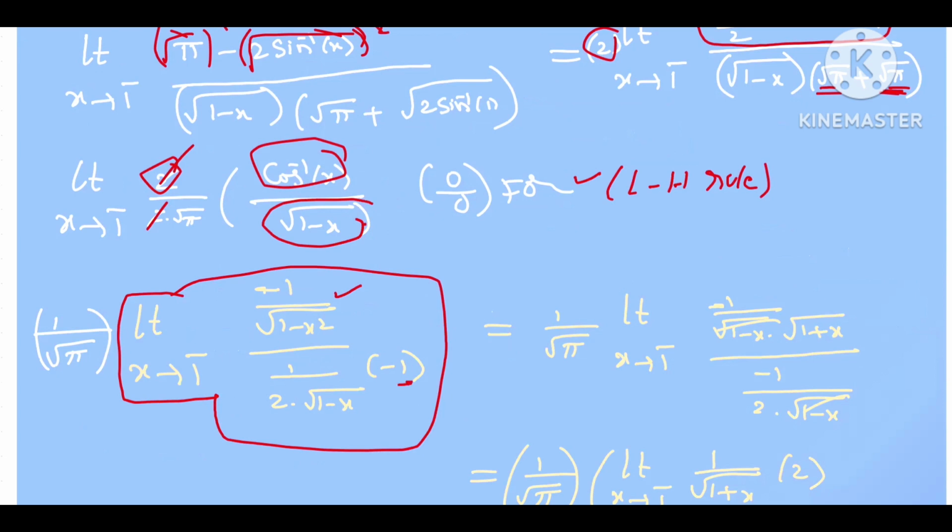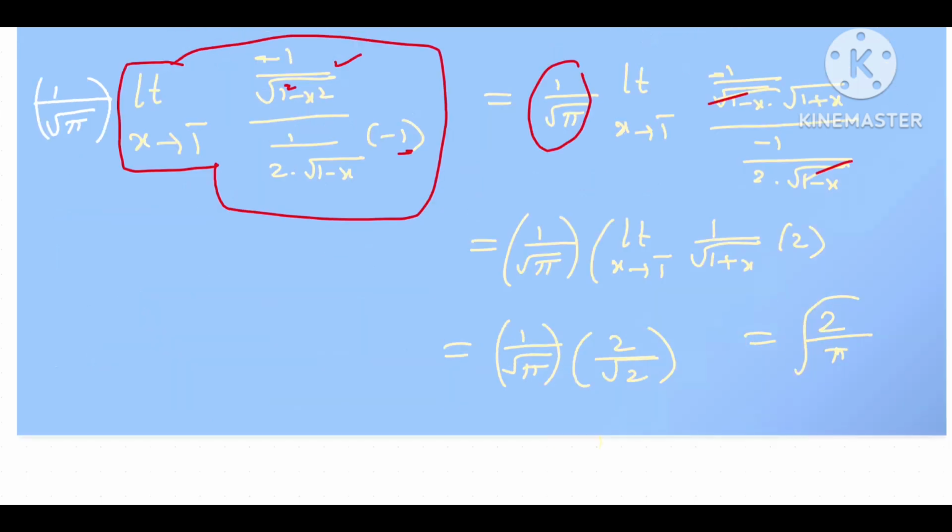Here 1 by root pi times of limit extends to 1 minus. So what is here? Minus 1 by root 1 minus x square. Here we should use a square minus b square, a minus b into a plus b. Root 1 minus x into root 1 plus x upon minus 1 by 2 root 1 minus x. So root under 1 minus x gets cancelled here. So 1 by root pi, limit extends to 1 minus. So what we get here, minus cancelled. So 1 by root 1 plus x into 2.